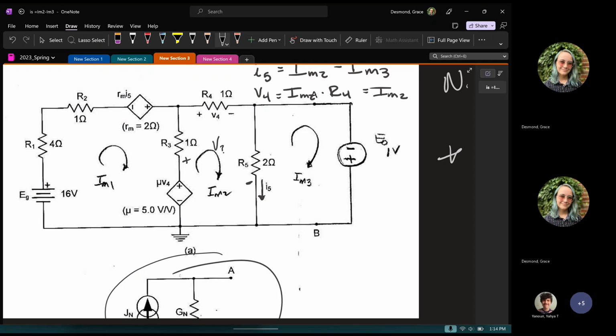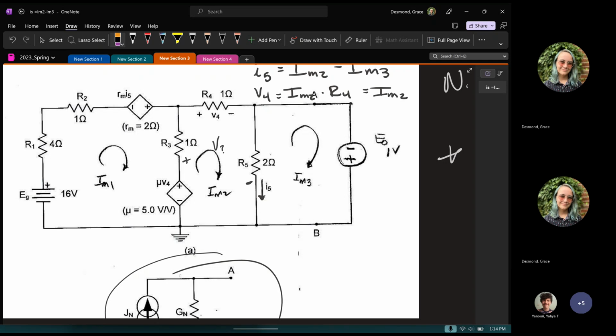Yes, and if you're trying to find voltage or current, never go the way where you have a dependent source. Go through the resistors and be done with that, because you're trying to get rid of the dependent part. So you're going to want to go the path that has no dependent sources, the simpler way.